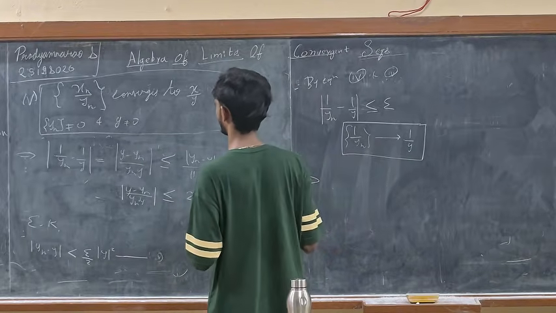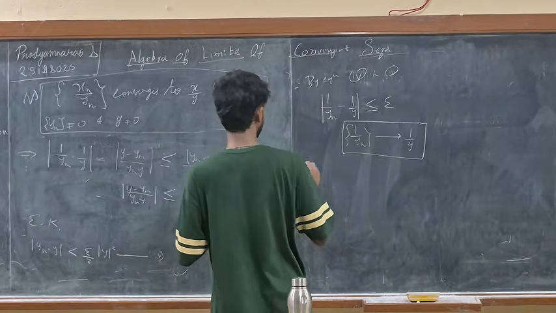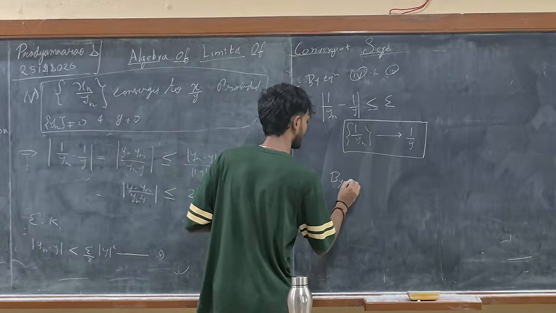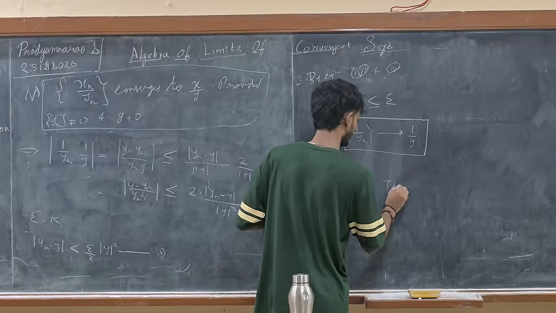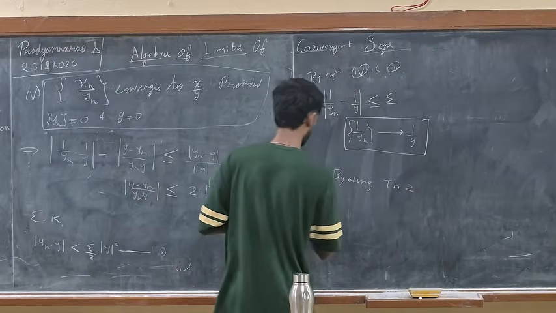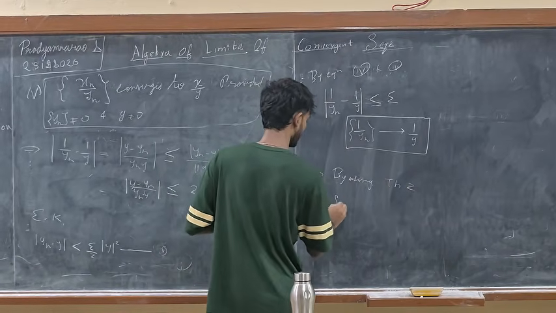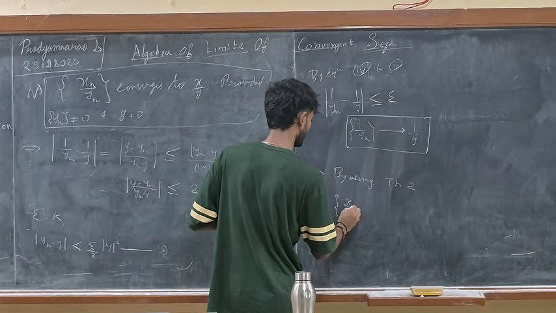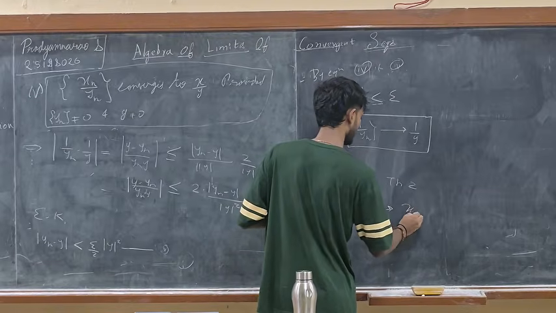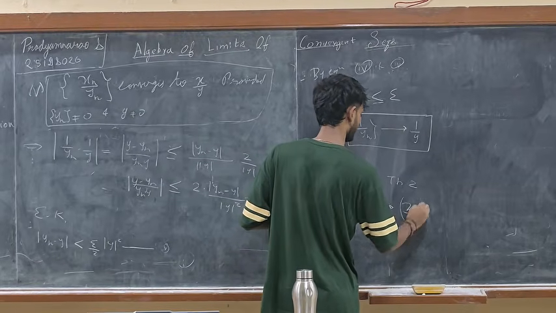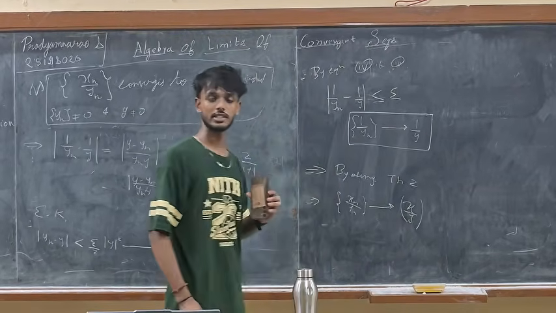So by using theorem 2, we can conclude that x_n upon y_n converges to x by y. Thank you.